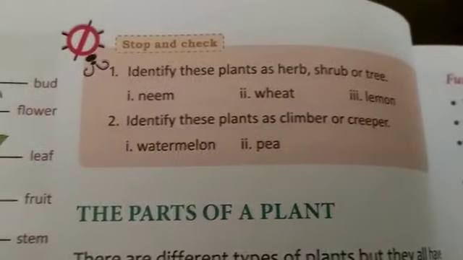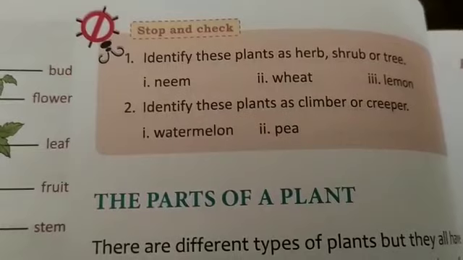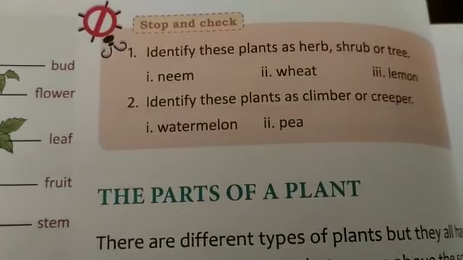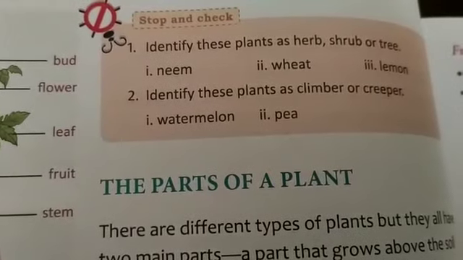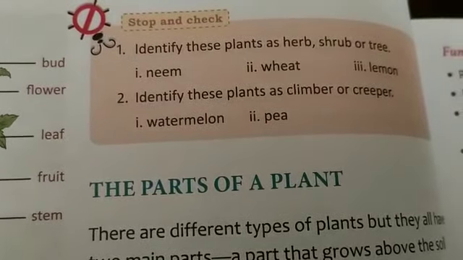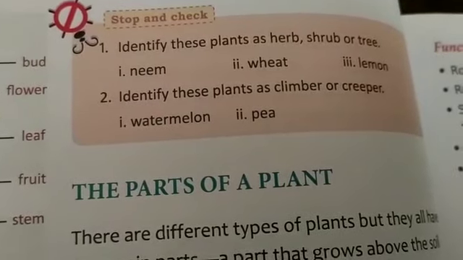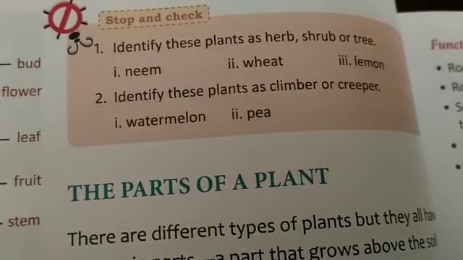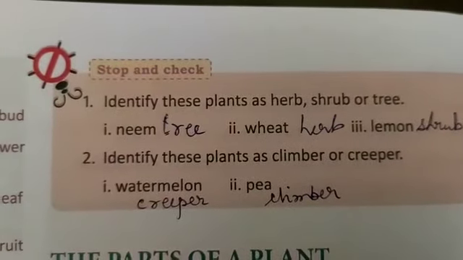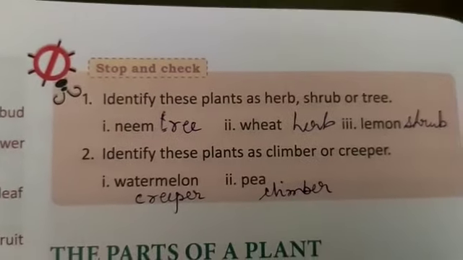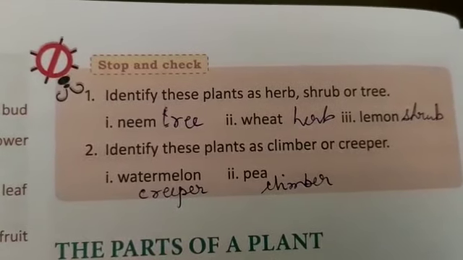Students, turn your page. Stop and check. Identify these plants as herb, shrub or tree. What is neem? Neem is a tree. Wheat? Wheat is a herb. Lemon? Lemon is a shrub. Are you writing it? You will write on your own. Okay. Neem is a tree. Wheat is a herb. Lemon is a shrub.